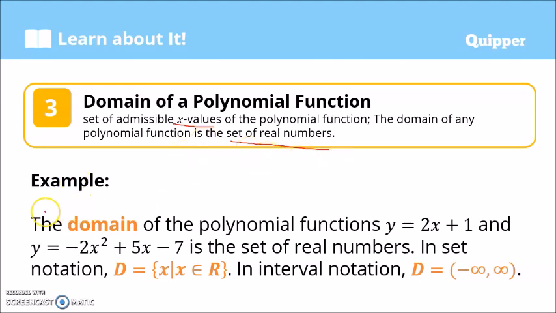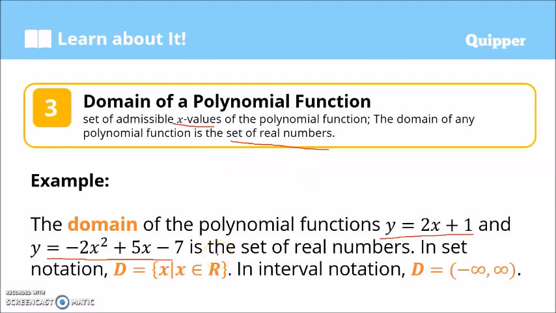Okay? Example, the domain of the polynomial function y equals 2x plus 1 and y equals negative 2x squared plus 5x minus 7 is the set of real numbers. Dalawang examples ito ha. First one, we have here y equals 2x plus 1. Or we can also say this as p of x equals 2x plus 1. So, ayan. The domain of this polynomial function is the set of all real numbers. Ito din, the domain of this polynomial function is also the set of real numbers. Kasi, ang sabi, the domain of any polynomial function is the set of real numbers.